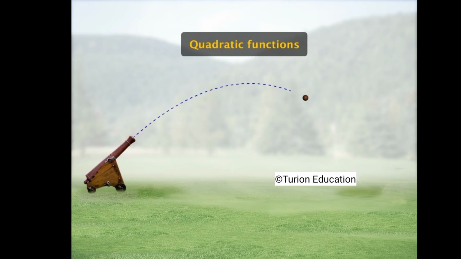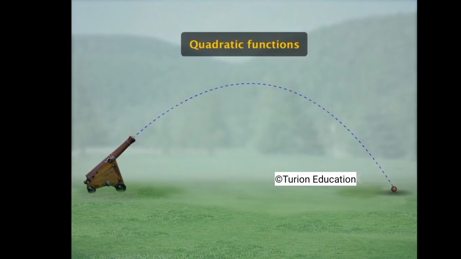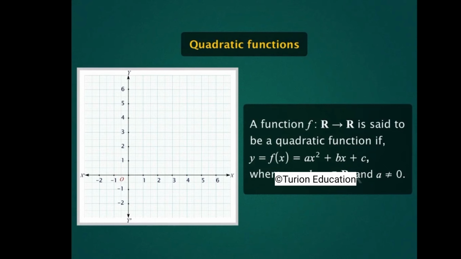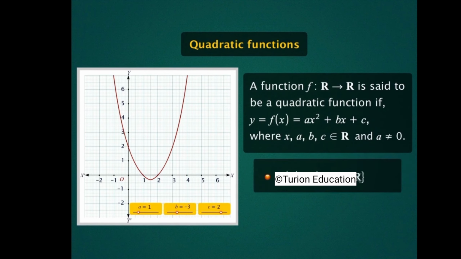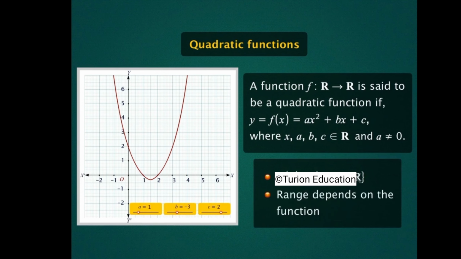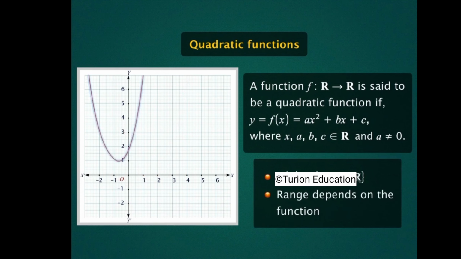For example, the motion of an object thrown either upward or downward is modeled by a quadratic function. The graph of the quadratic function is called a parabola. Parabolas may open upward or downward and vary in width or steepness as the values of a, b, and c change, but they all have the same basic shape. Here, the domain of the function is R, and its range depends on whether the parabola opens up or down. If it opens up, then it's all numbers greater than or equal to the y-coordinate of the vertex. If it opens down, it's all numbers less than or equal to the y-coordinate of the vertex.